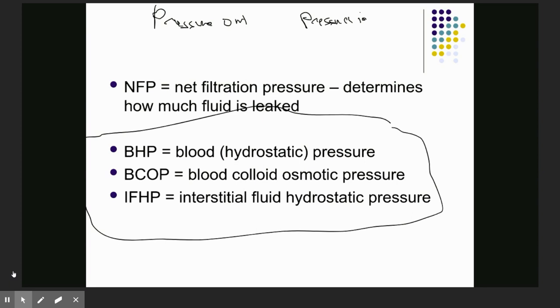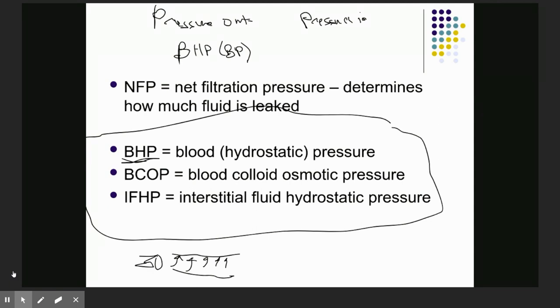Pressure out, there's only one of them. It's blood pressure, blood hydrostatic pressure, or you can just call it blood pressure. Remember, that's the blood pressure going through the capillary. Starts out at 30 and it pushes against the walls of the capillary. And so it's a pressure out.